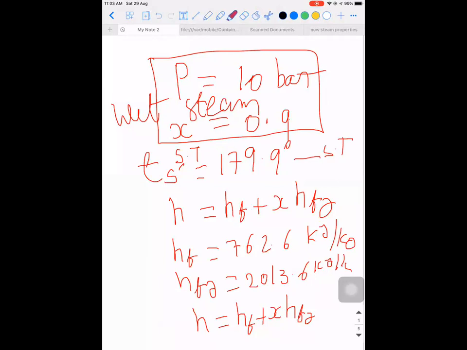pressure and temperature. The first one you have taken is P is 10 bar and X is equal to 0.9. For this, first of all, we would like to find the values from your steam table.